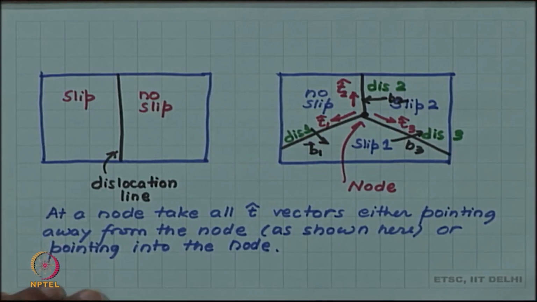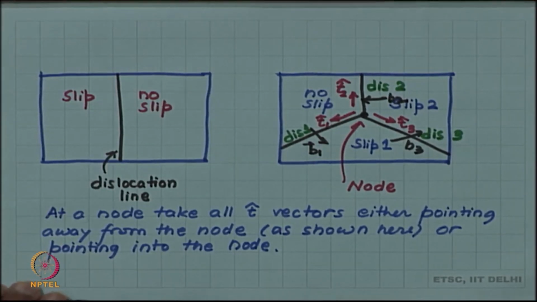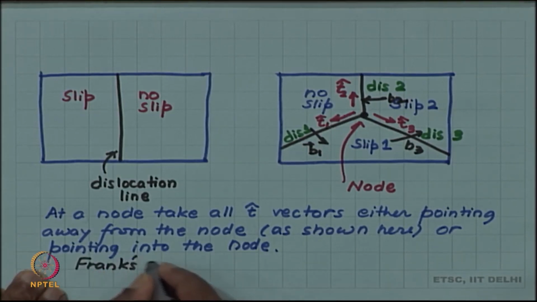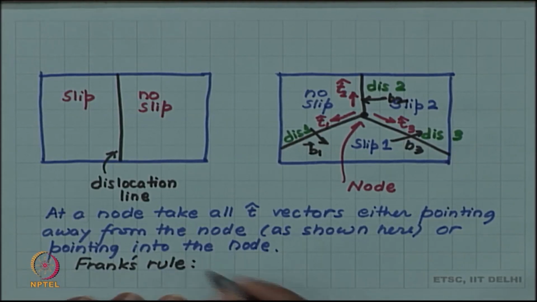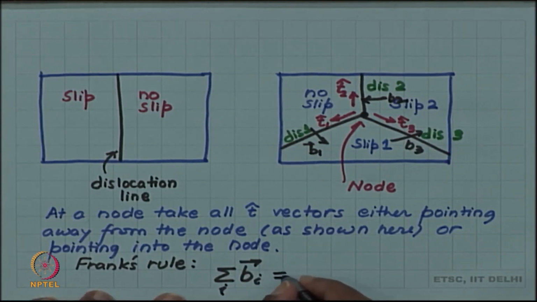And the interesting thing is that, and that is called Frank's rule, that the sum of Burgers vectors at the node has to be 0. If you follow this convention, then the sum of all Burgers vectors at the node will be 0.